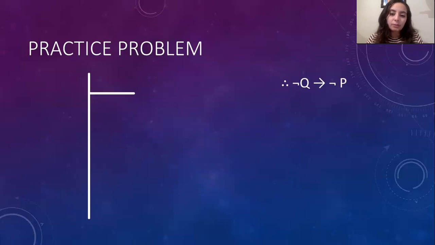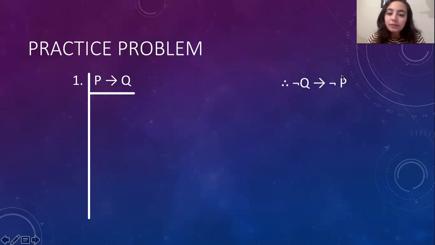Okay, let's look at another problem. We've got P arrow Q, and we're trying to prove not Q arrow not P. Okay, so let's take a look. Do we have a disjunction? No. Can we eliminate anything? We know we need a P in order to get Q out. That's the only way we can eliminate anything. We don't have that. Okay, so what could we do?